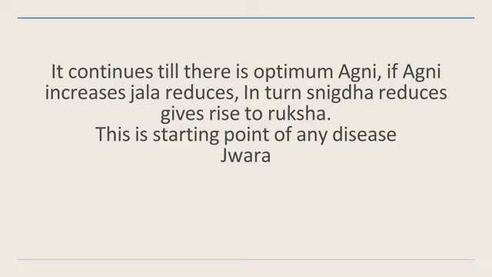If agni increases, jala will reduce. In turn, snigdha reduces, giving rise to ruksha. This idea is very important because when we say agni is optimum, that means jathara agni is optimum. When agni increases, it does not mean that agni is becoming tikshna agni, but that agni is more than the optimum and it is not in its own place. And thus it starts damaging the structure and causes a disease, or the starting point of any disease, which is jwara. Now this jwara cannot always be fever. Jwara can happen locally, jwara can happen systemically.